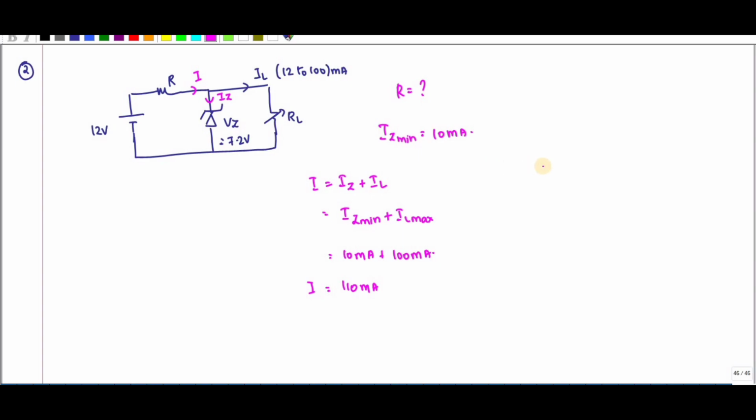So I can write 12 is equal to I into R plus 7.2 volt, where I is 110 milliamps. So I can substitute: 12 minus 7.2 divided by 110 milliamps, that is your R. If I substitute, I will get R equal to 43.5 ohm.